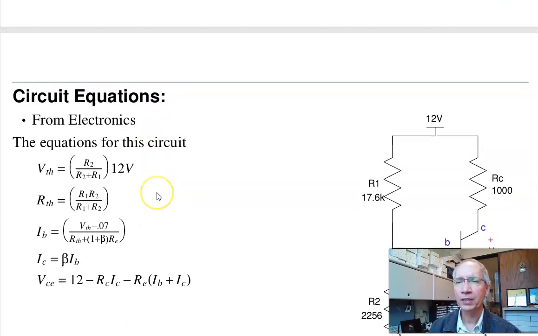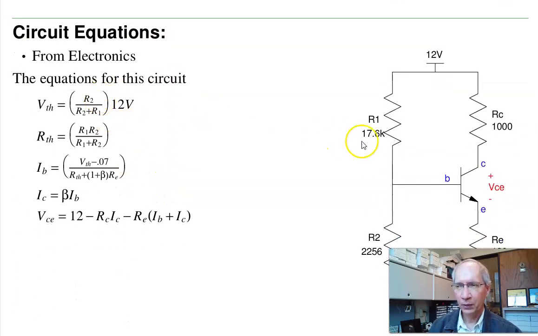Now if we go to electronics, the equations are V Thevenin is R2 over R1 plus R2 times 12. R Thevenin is R2 in parallel with R1. The base current is V Thevenin minus 0.7 over R Thevenin plus 1 plus beta times RE. IC is beta IB. VCE is 12 minus RC IC minus RE times IB plus IC. And we'll just take that for granted. That you'll cover when you take electronics. For now, these are just equations that are a function of the resistances and beta.